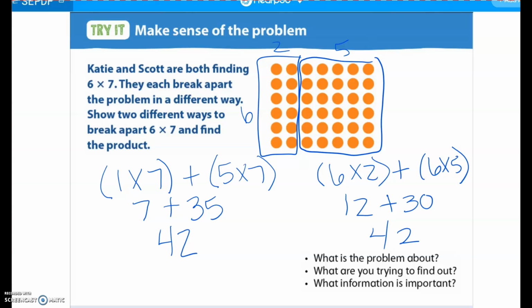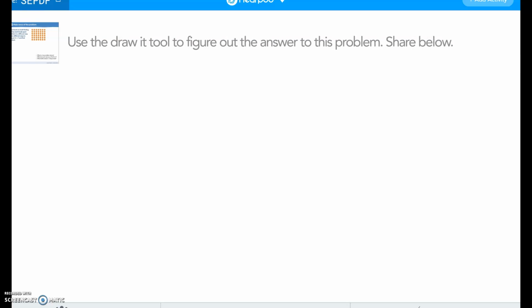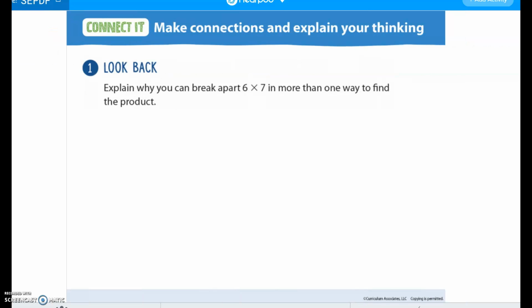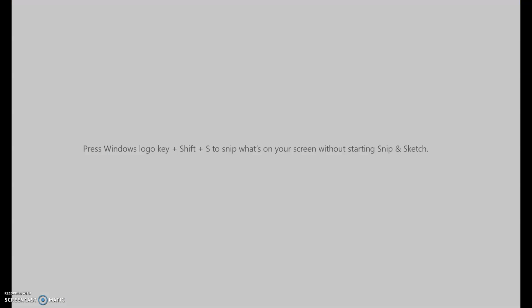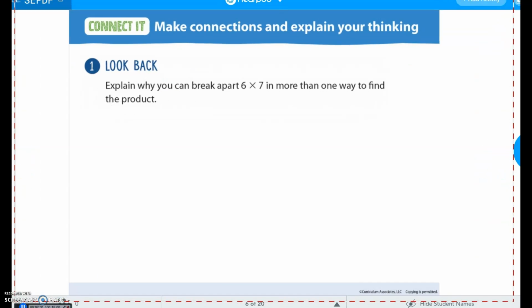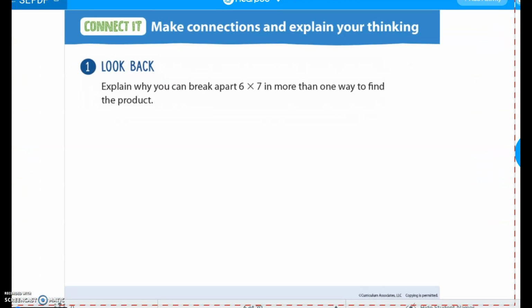Okay, and if you didn't do it this way, that's totally fine. That was just a couple ways I wanted to show you. Okay, so let's go on. It says, why can you break apart 6 times 7 in more than one way to find the product? Well, we can break apart 6 times 7 in more than one way because we're not changing the total amount. We're just changing how we count them.